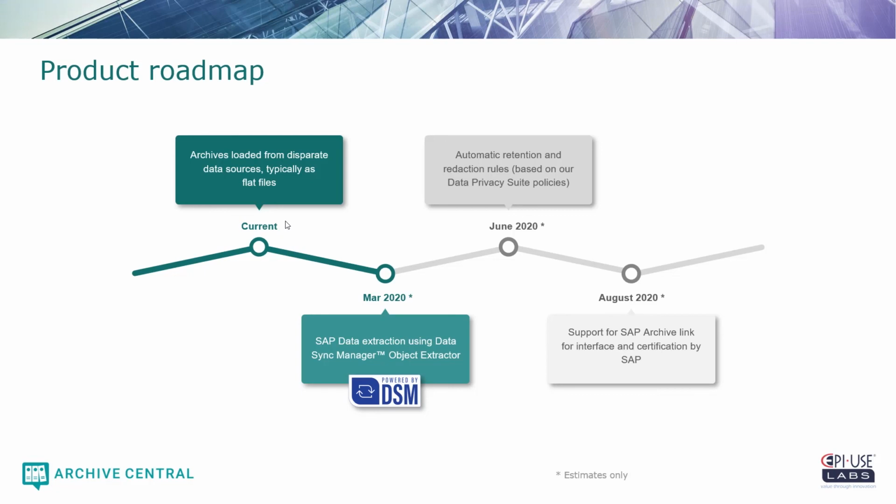And then we will also be supporting SAP Archive Link. So as mentioned earlier, Archive Link is a way of offloading data from the SAP system into a store. We'll also be leveraging that in the near future. So if you've got those requirements, please stay tuned.